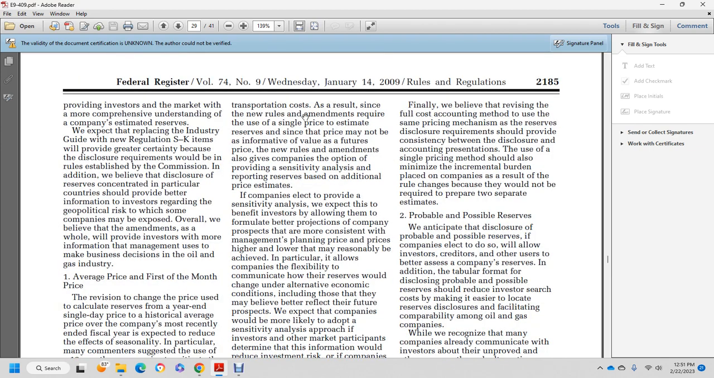Transportation costs. As a result, since the new rule amendment requires the use of a single price to estimate reserves, the price may not be informative of the value of the future price. The new rule amendments also give the company the option of providing sensitivity analysis of the reported reserves based on additional price estimates.